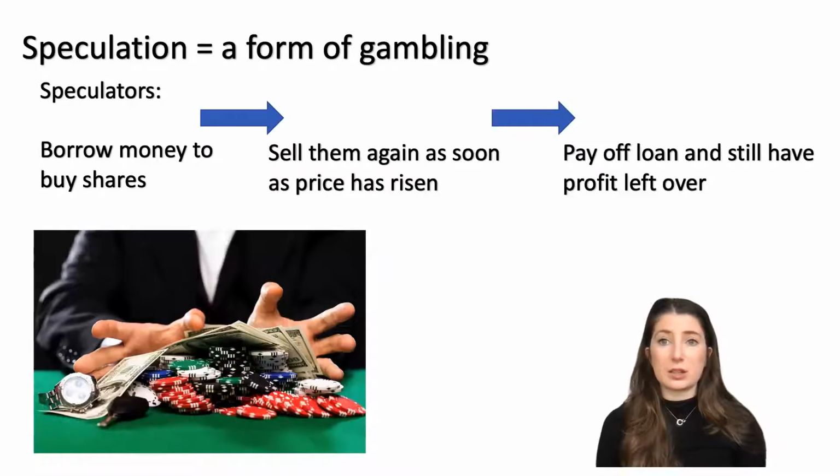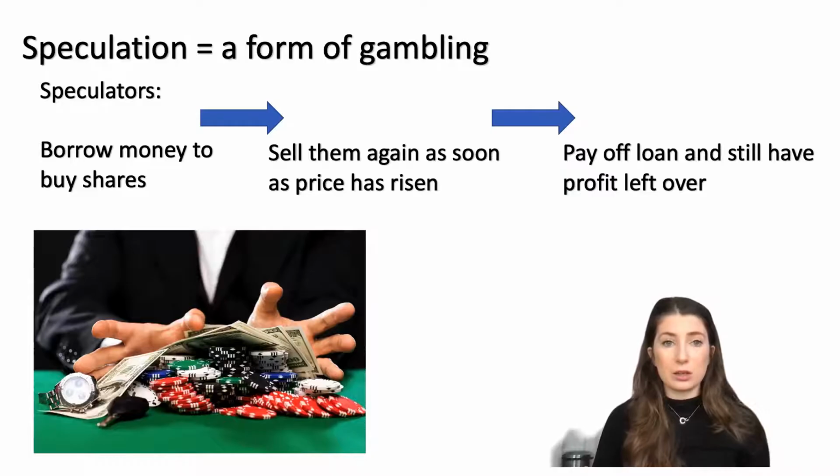Now, speculation is a form of gambling. Speculators don't intend to keep their shares for long. They borrow money to buy some shares, then sell them again as soon as the price has risen. They pay off the loan and still have a quick profit to show for it. In the 1920s, speculators didn't even have to pay the full value of shares. They could buy on the margin, which meant they only had to put down 10% of the cash needed to buy the shares, and they would borrow the rest.